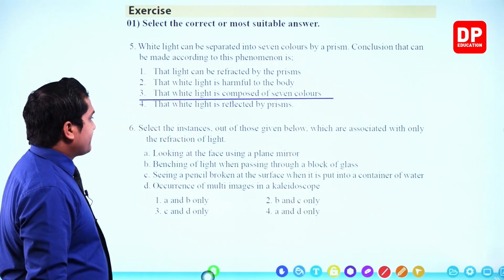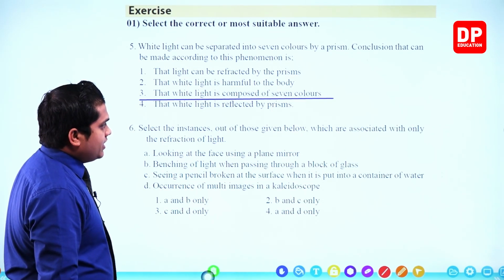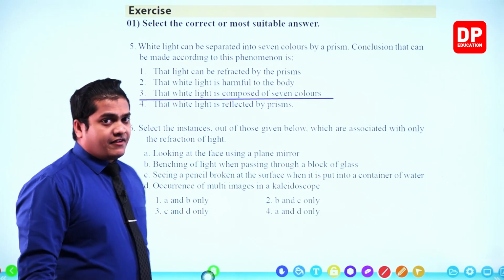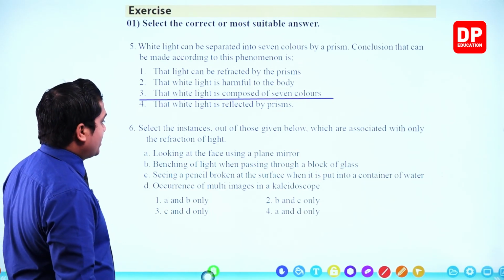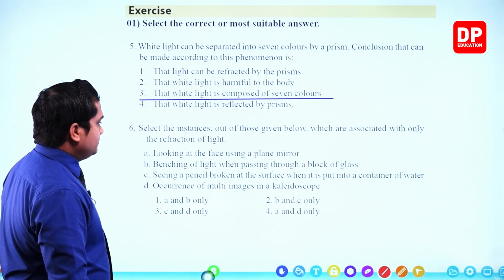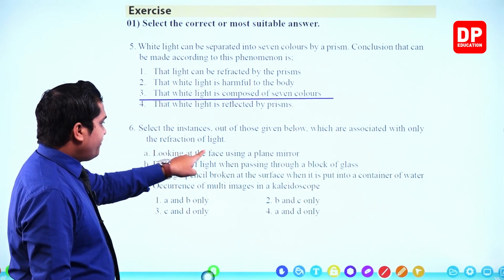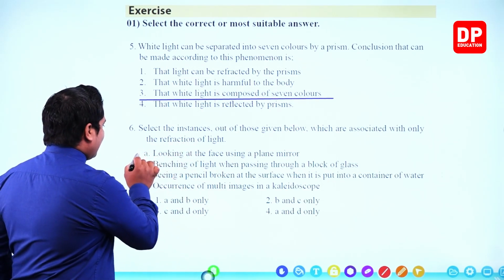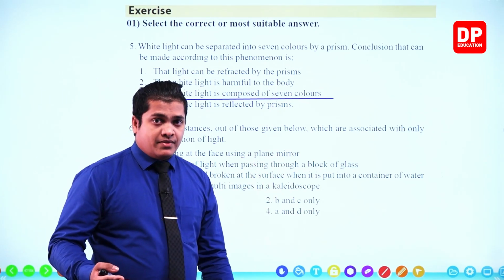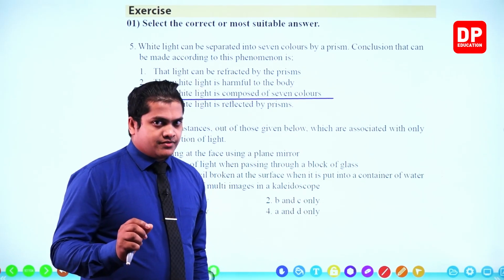Next one. Select the instances out of those given below which are associated with only the refraction of light. Only the refraction of light, okay? First one. Looking at the face using a plane mirror. So you have to select only the refraction of light. So this is incorrect. This is regarding a mirror. So within a mirror, we won't be able to observe refraction. Here we are observing the reflection. So it is incorrect.